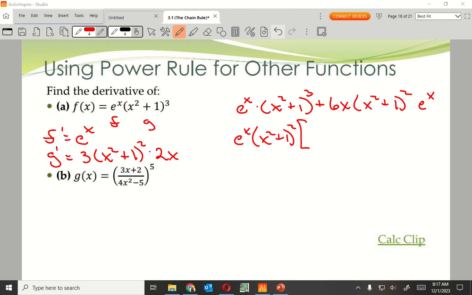Since I took out the e to the x from this first term, and I took out 2 of these, that means I have one of these left, which is x squared plus 1. And since I took out an e to the x from this one, I'm left with plus 6x. So I could rewrite this, and it's not going to factor, but still, that's another way you could have seen this one if it was a multiple choice type question.